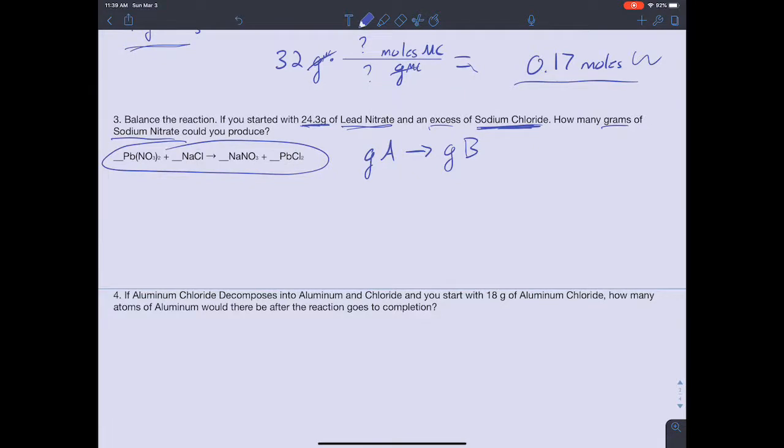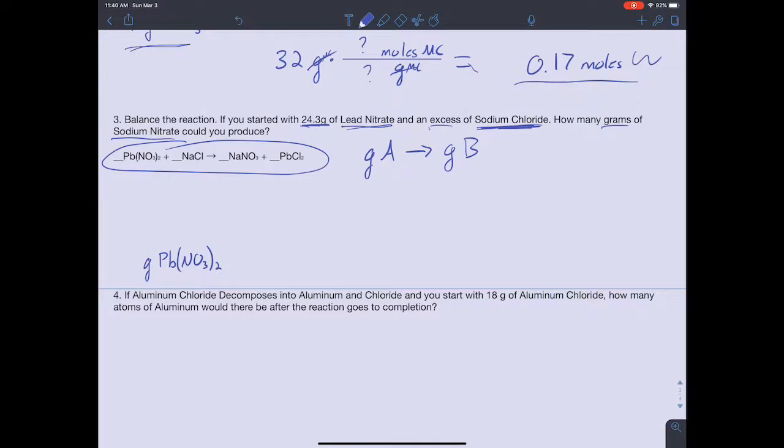Okay, so back to this, you're going from grams of A to grams of B. So your conversion factors, you're starting with grams of lead nitrate. Just put Ln. Now, this isn't the best practice, by the way, putting Ln in here. So, you know what, let me just do the right thing. Lead nitrate.